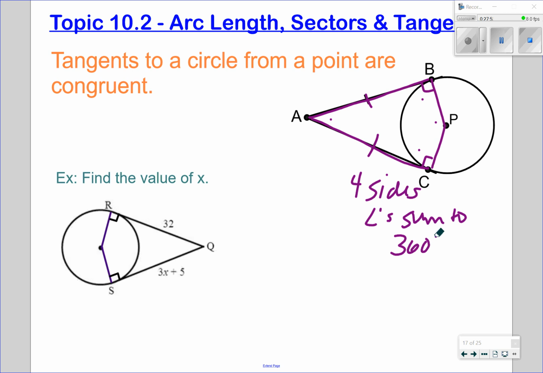And then down here it says find the value of x. Well, if these are both tangent lines, that means that this piece is equal and congruent to this piece. So 32 would equal 3x plus 5. Algebra would happen here, and x would equal 9.